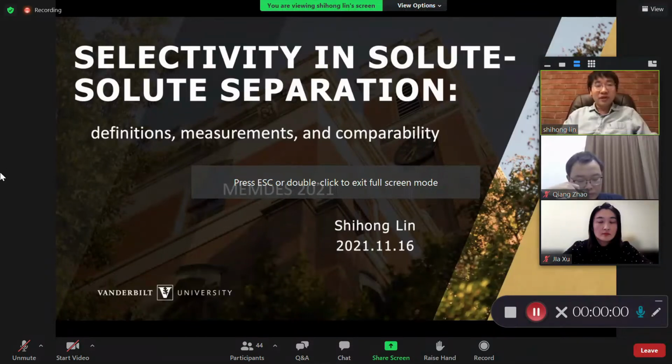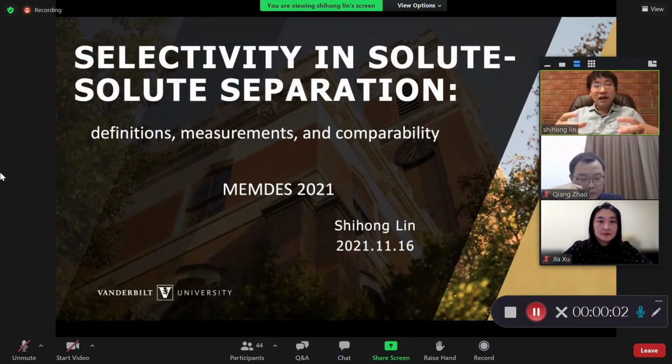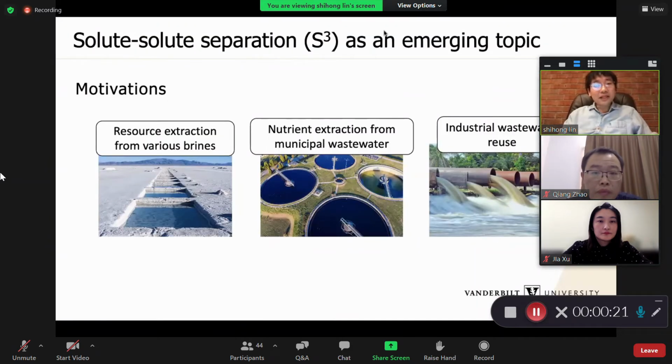This talk is just to answer one single question. How do we actually quantify solute-solute selectivity? Hopefully I will answer this question, but I want to warn you that maybe at the end of the talk, you might find this even more confusing, which means that there are more questions to be asked. But anyway, let's get started.